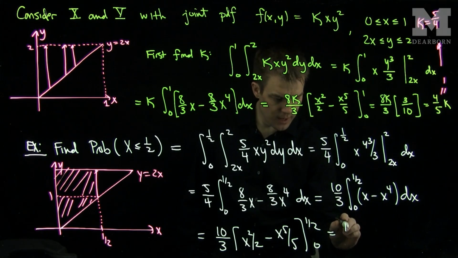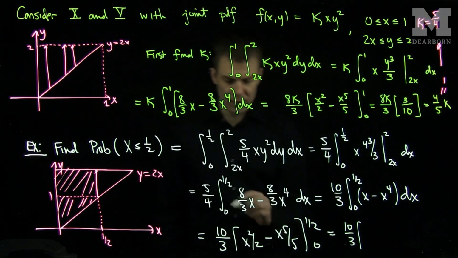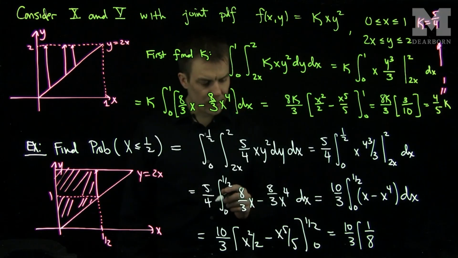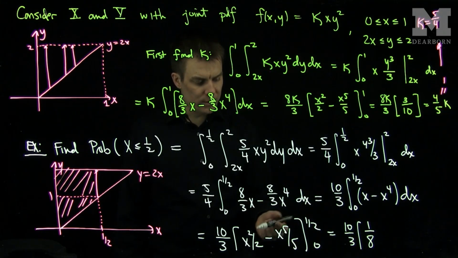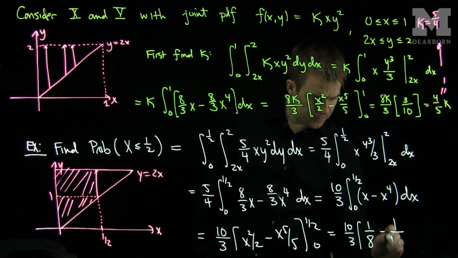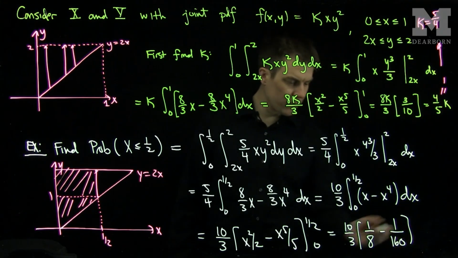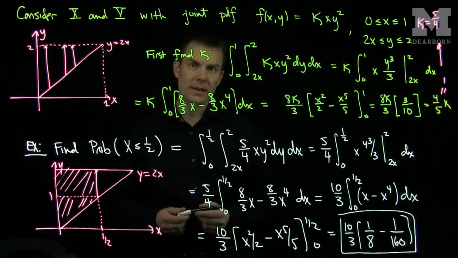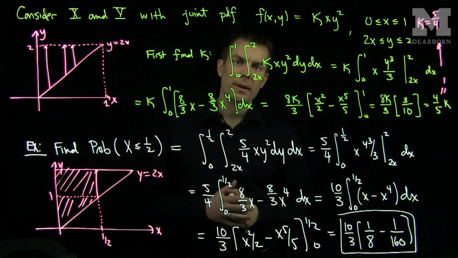So this will be 10/3. When I plug 1/2 into the first term, I'm going to get a 1/8. When I plug 1/2 into the second term, I'm going to get 1 over 160. And so after simplifying this fraction, we see that this value is the probability that x is less than or equal to 1/2. Thank you very much.